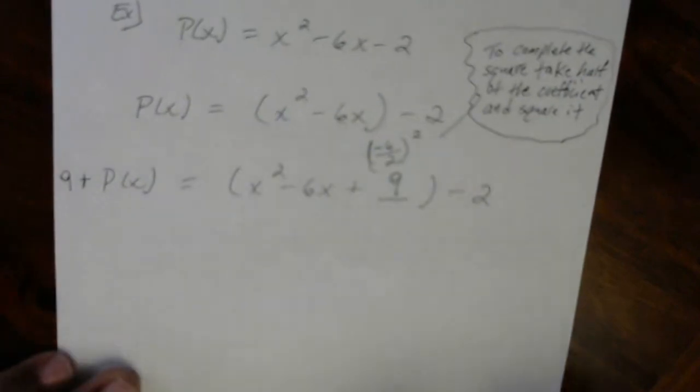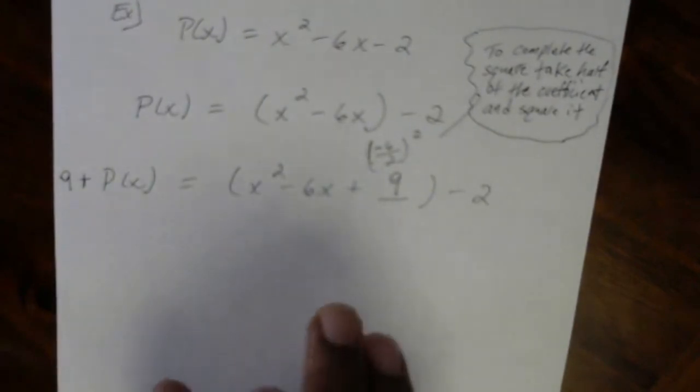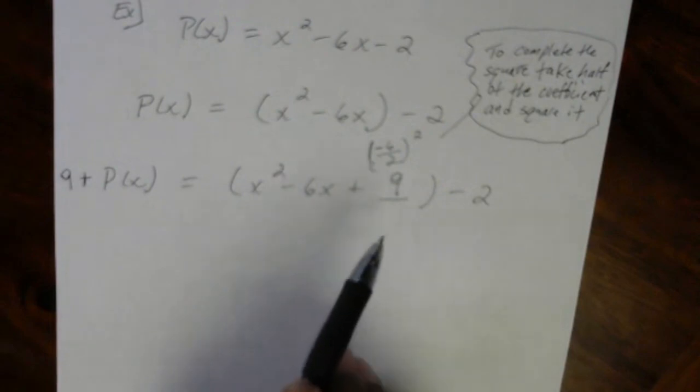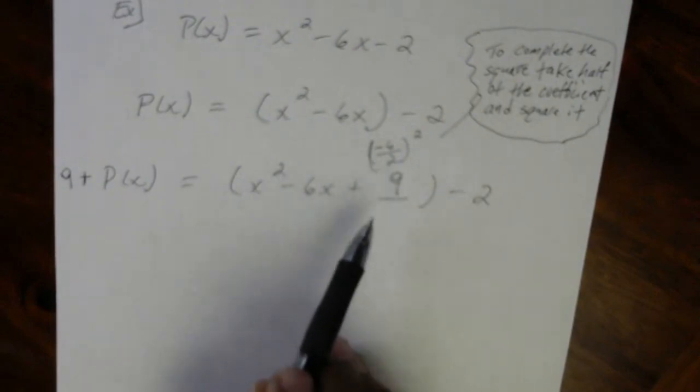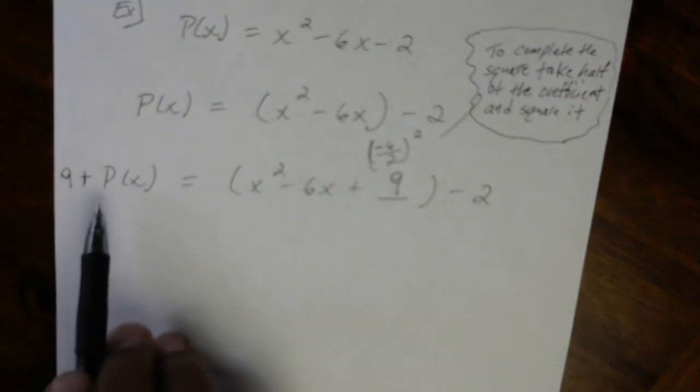So it balances out. Is everybody okay with this step? We completed the square. Notice that when we completed the square, we added something to the right hand side, so we have to add the exact same thing to the left hand side.